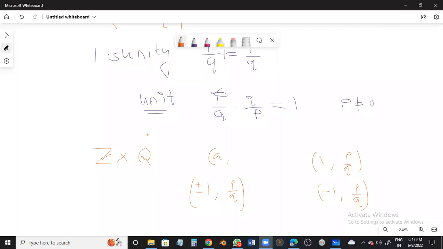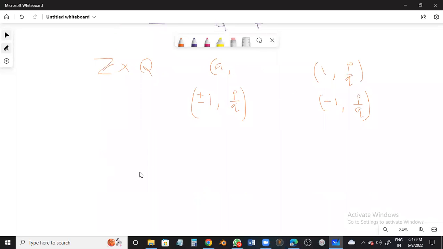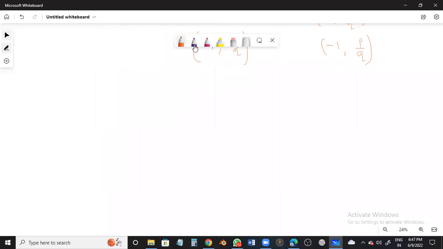So I think you are capable of solving this kind of thing. In the journal, you have such kinds of questions. If suppose you have Z cross Q cross Z, then what are the possibilities? What is unity and what is a unit element? First of all, I want unity, and next I want unit.